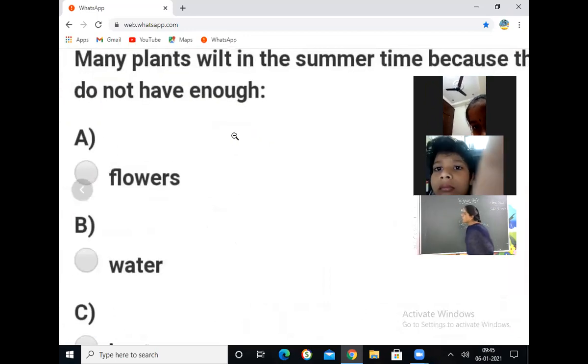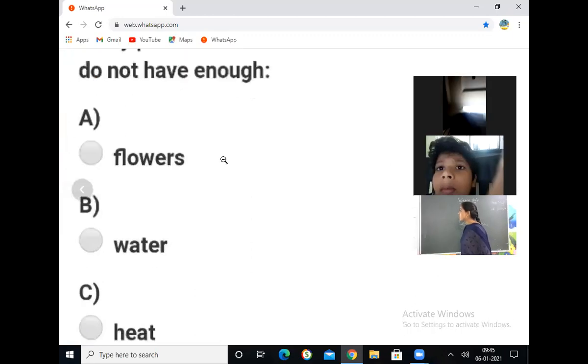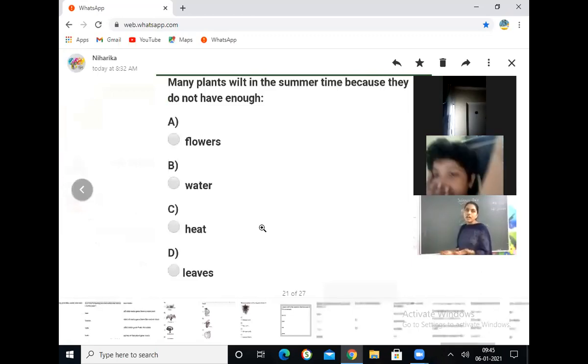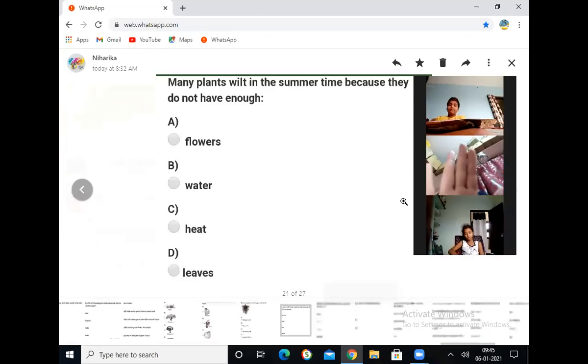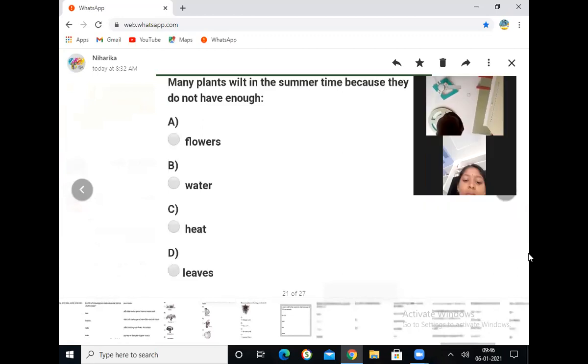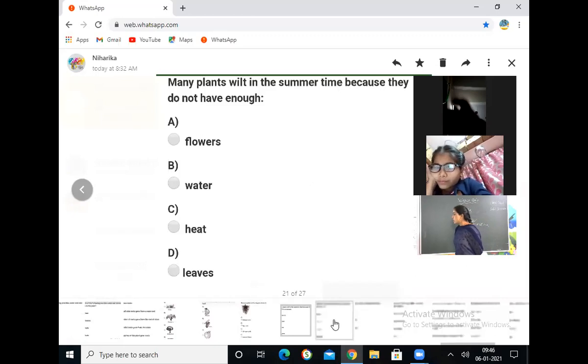Many plants wilt in summer time because they do not have flowers, water, heat, leaves. What will be the answer? Yes, Abhishek. Ma'am, water. Yes. If the water is not sufficient in any season, plants or trees will wilt and they will die. Okay. Correct, na?